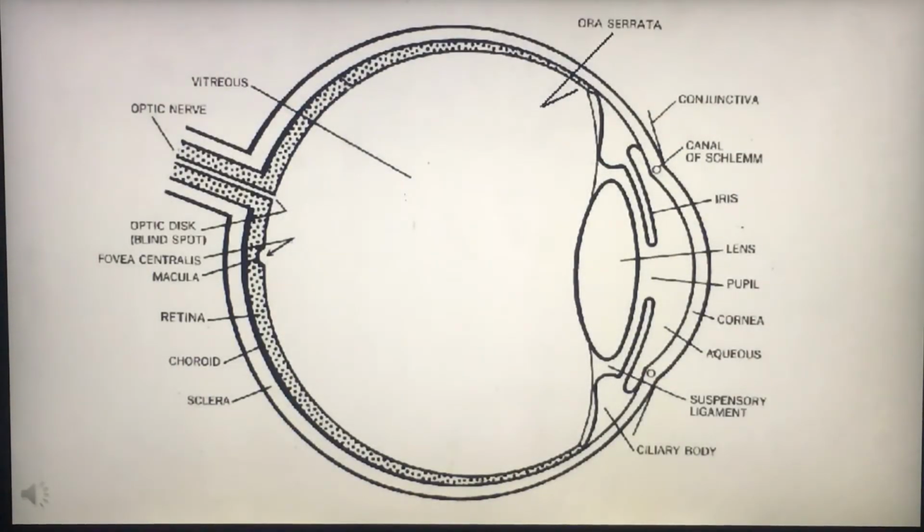Today, I will be briefly describing the 18 structures and definitions that we are covering in this class. Let's begin with the cornea in the anterior segment of the eye.